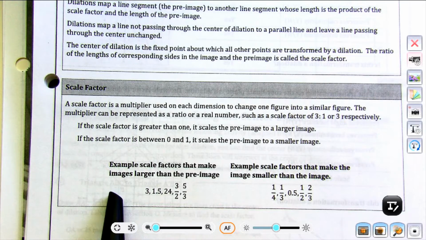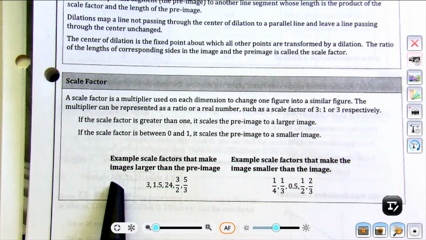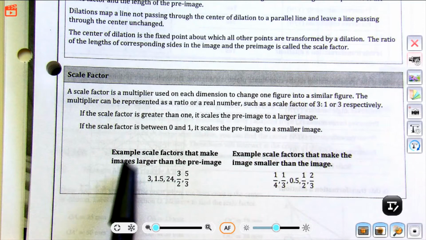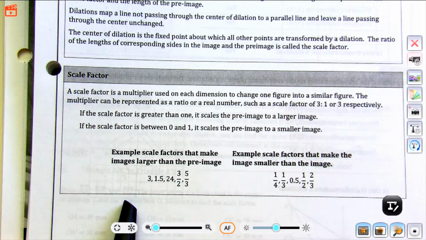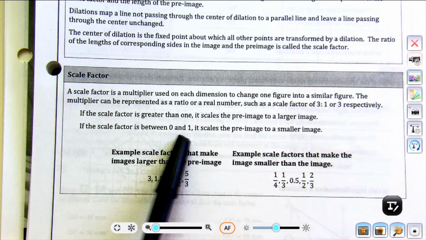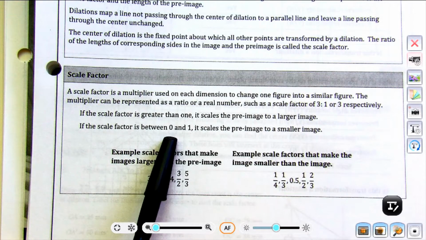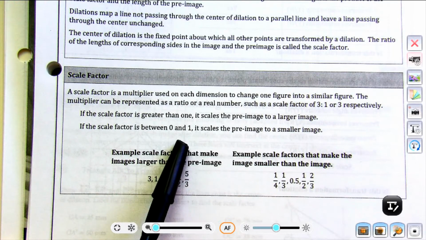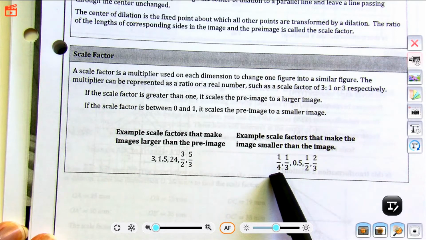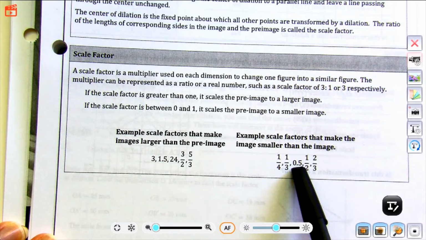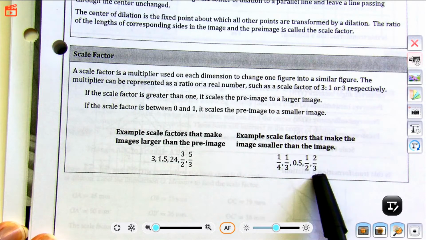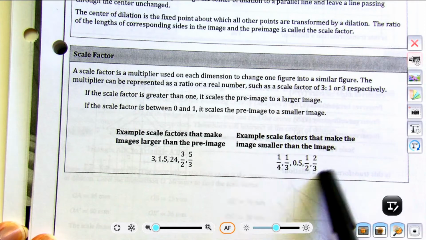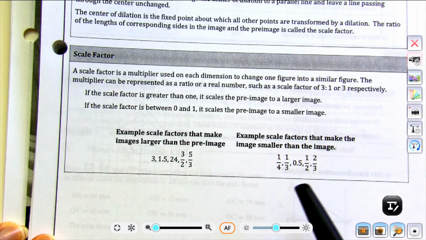For an object to get smaller, the scale factor has to be between 0 and 1. When I say between 0 and 1, that means a fraction between 0 and 1. These are examples: 1/4, 1/3, 0.5, 1/2, 2/3. These are all regular fractions, all between 0 and 1, and this would make the object get smaller. Okay, so now we're going to do some examples.